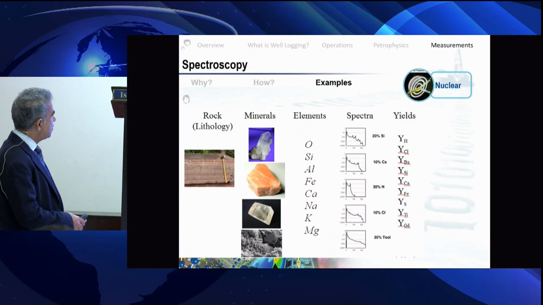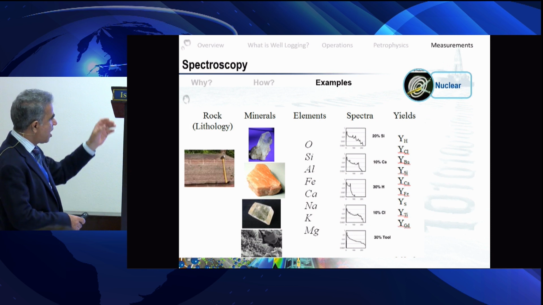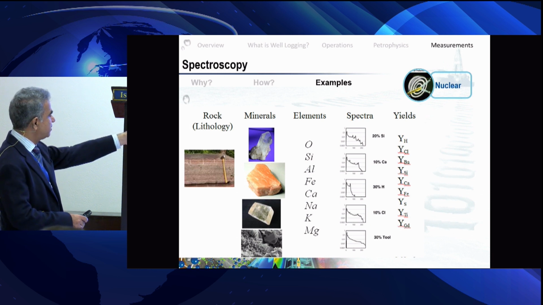All right. So as we mentioned earlier, with the spectroscopy, we're starting from the yields. Yields mean how much hydrogen, chlorine, barium, silica, calcium, iron, sulfur, titanium, gadolinium we measured.